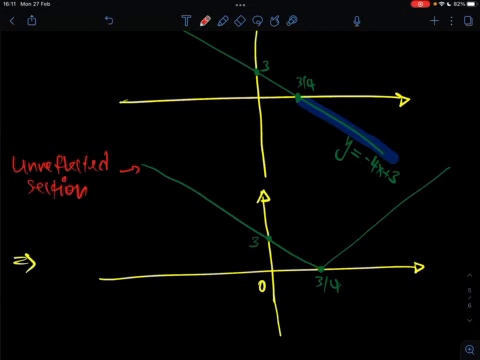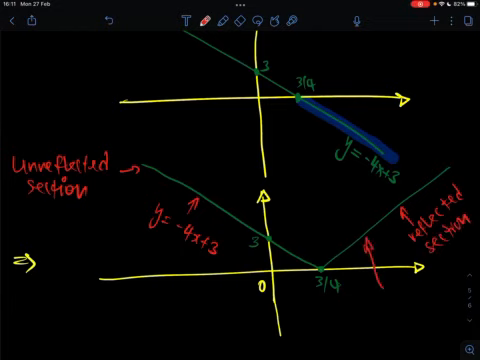So all sections of a graph that were not reflected, they take the original equation of the curve, which means the equation of this will just be negative 4x plus 3. Then what we have here now, this is the reflected section. You see, the equation of the reflected section is always obtained by taking that of the original and multiplying by negative. So if you multiply by negative, you get 4x minus 3, like that.